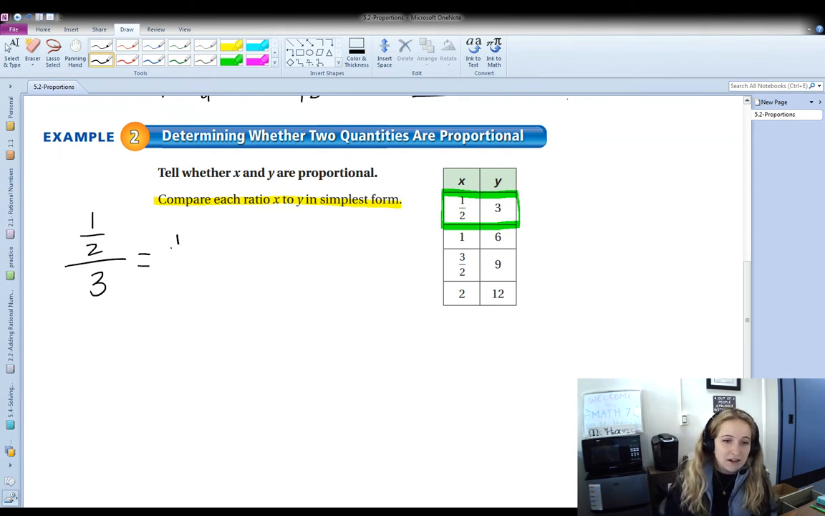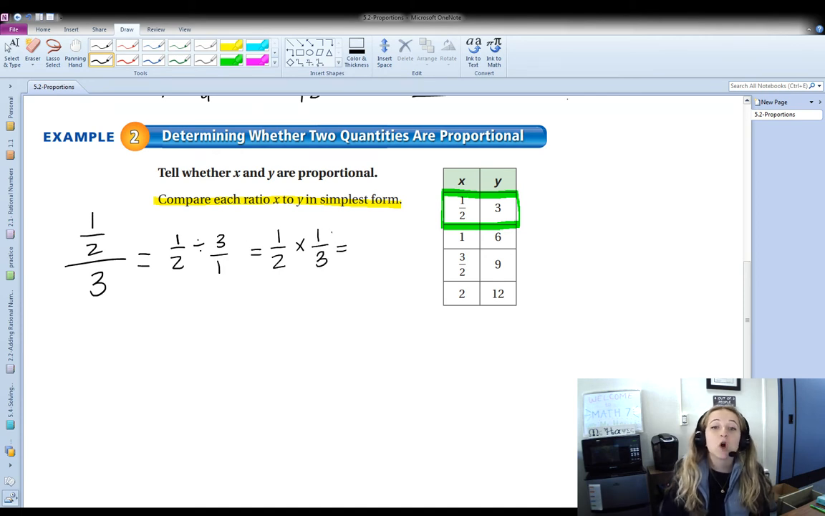So let's write this out as 1/2 divided by, and let's write 3 as a fraction, 3/1. Okay? Remember our rule, keep, change, flip. Keep the first fraction, change the sign to multiplication, and then flip the other fraction. All right? So that's going to give us 1/2 times 1/3. Remember, to multiply fractions, it's numerator times numerator, denominator times denominator. So it's going to give me 1/6.